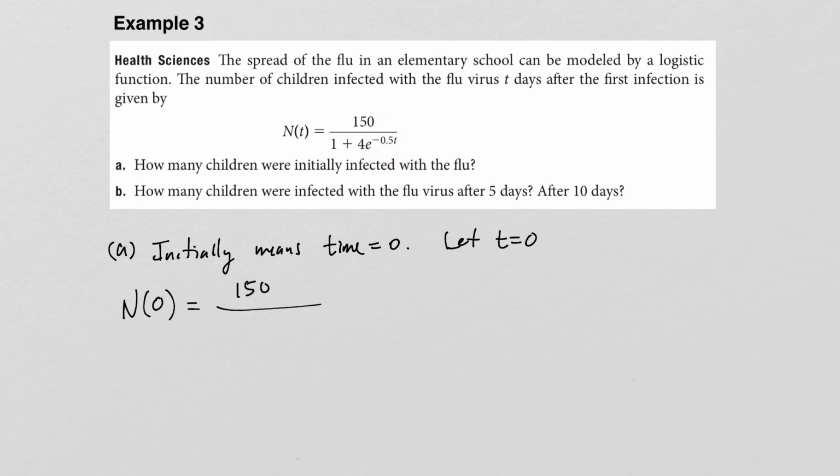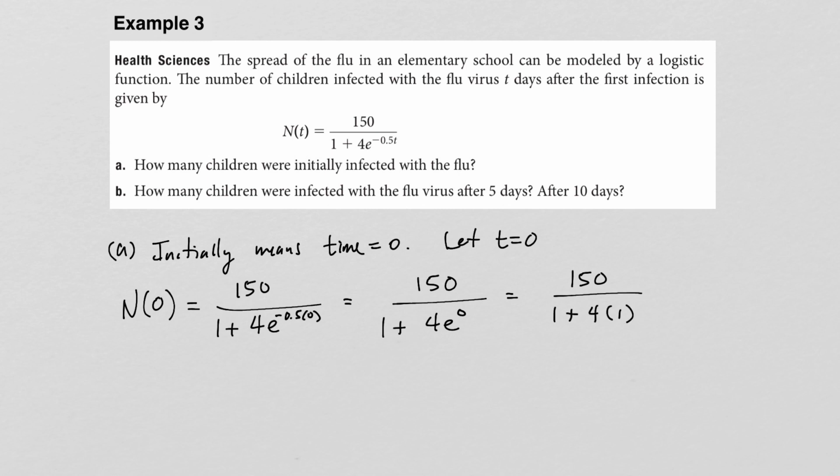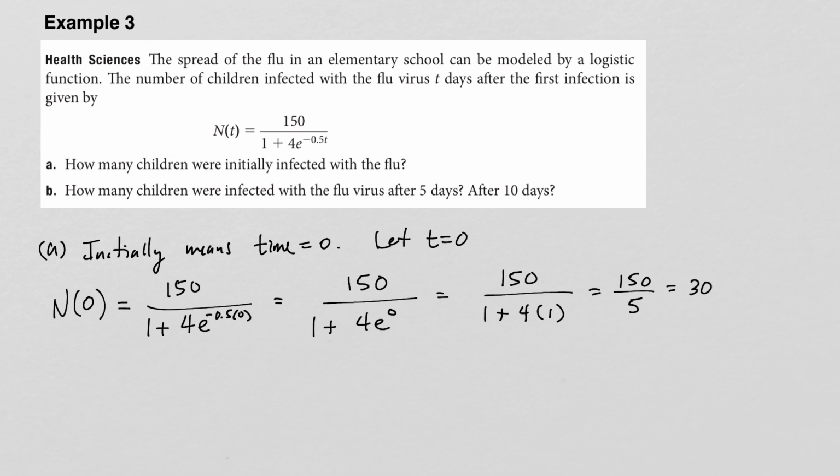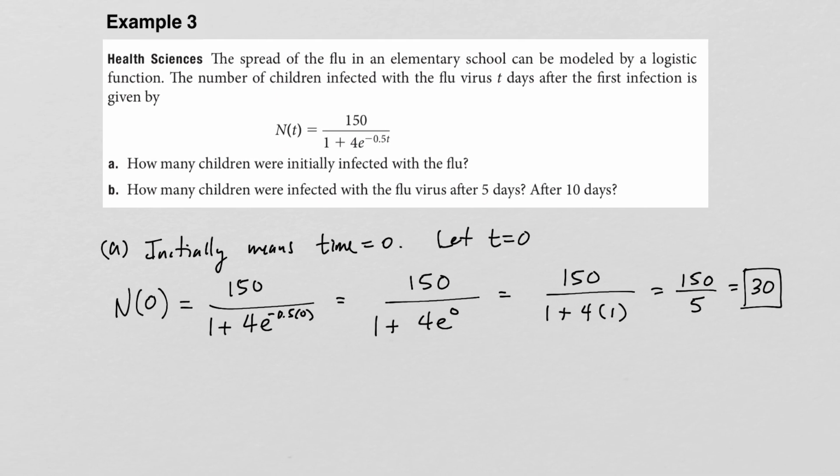So we get 150 divided by 1 plus 4 times e to the negative 0.5 times zero. Do the math slowly here. This is 150 divided by 1 plus 4e, and negative 0.5 times 0 is 0. And we know that e to the 0 is 1, right? Because anything to the 0 power is 1. And this is simply 150 divided by 1 plus 4. 1 plus 4 is 5, and 150 divided by 5 is 30. So in the beginning, there were 30 children at this school infected with the flu.